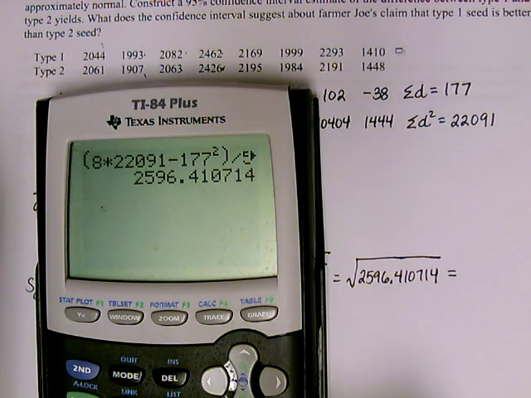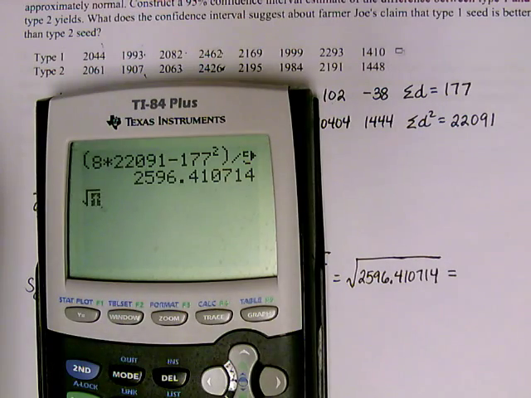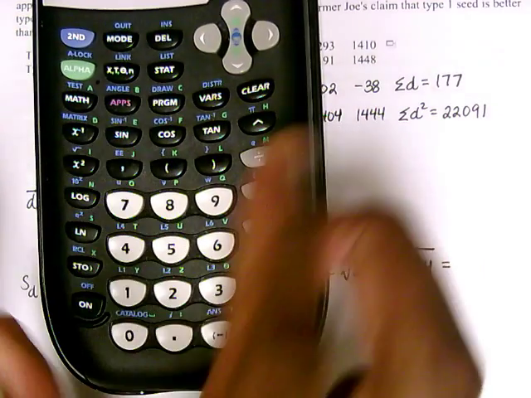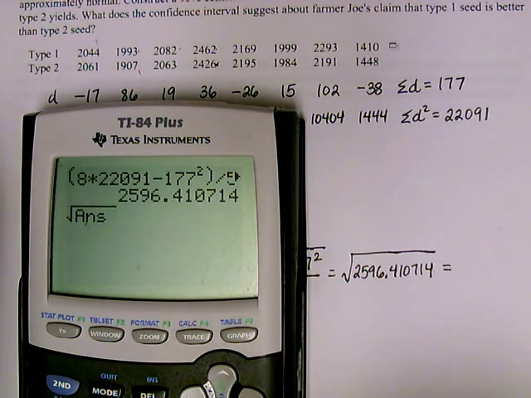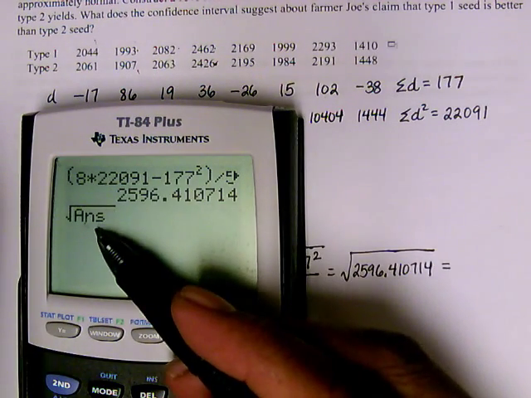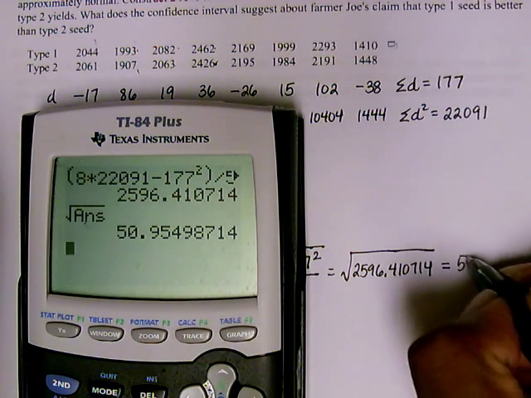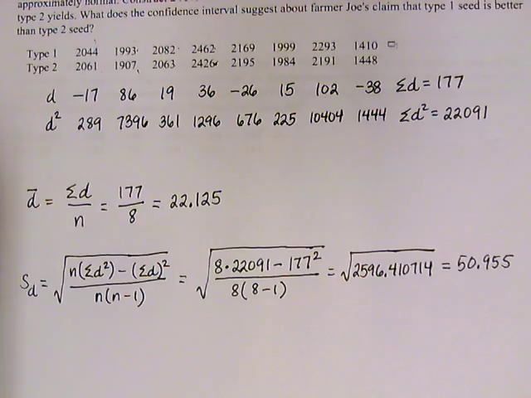And I'm going to take its square root. So I'm going to use second and x squared for the square root, and retrieve this answer and put it underneath the radical. I press second and the negative key, at the bottom of your calculator, that has ANS above it, for your answer, because you want to find its square root. Then press enter. Let's say 3 decimal places. This will be 50.955. So the standard deviation, s of d, would be 50.955.